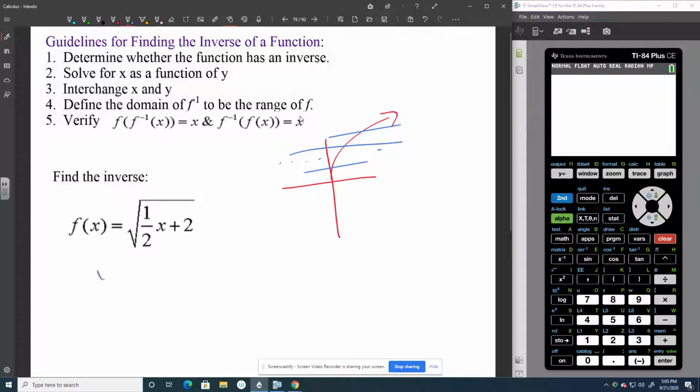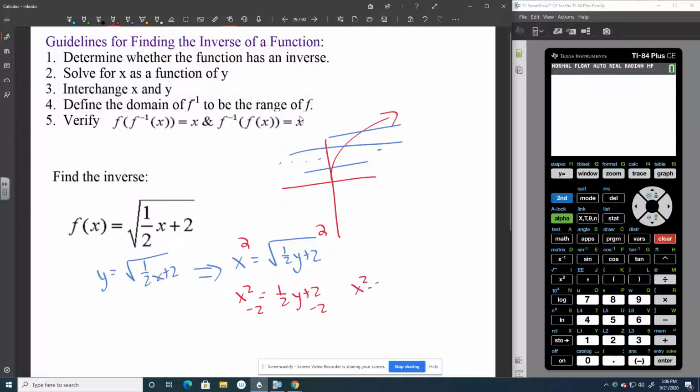So the way that you learned to do that was our original function is y equals the square root of 1/2 x plus 2. So we taught you to switch the x and the y, so put the x over here and set that equal to the square root of 1/2 y plus 2. And now we try to get y by itself. So to do that, I'm going to square both sides. So I get x squared equals 1/2 y plus 2. And to get my y by itself, I'm going to subtract 2 from both sides.